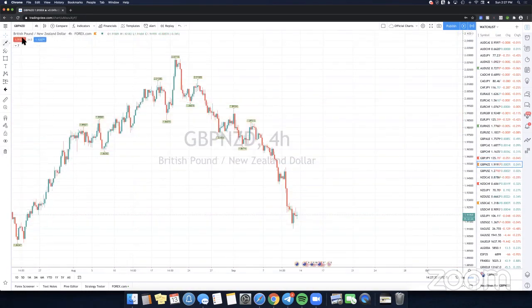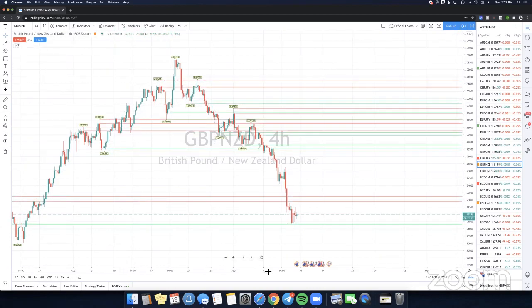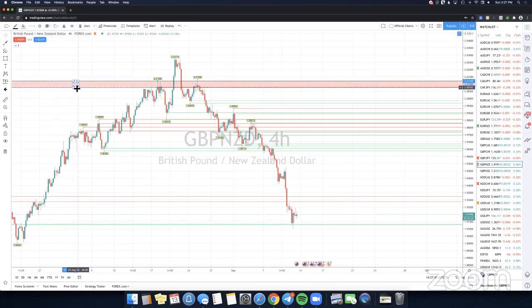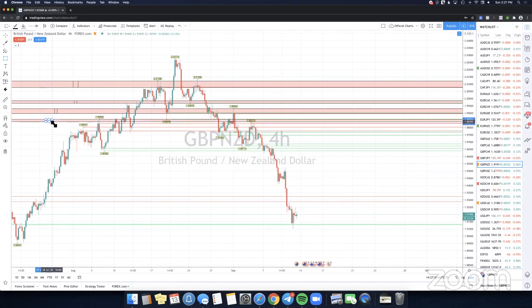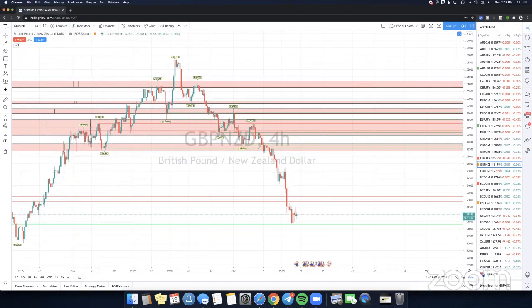Redraw these zones for you guys. Let me turn on the K2SRs. All right, let's get it. So let's see right here. Got this upper zone. This lower zone. This upper zone. This lower zone. This one right here.